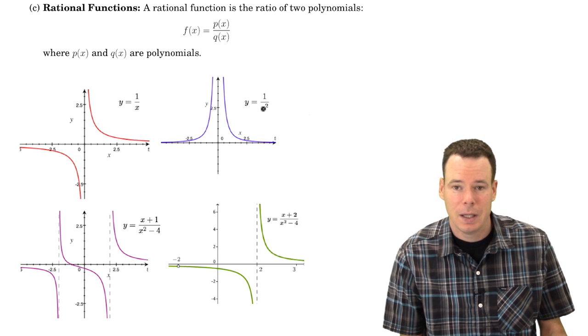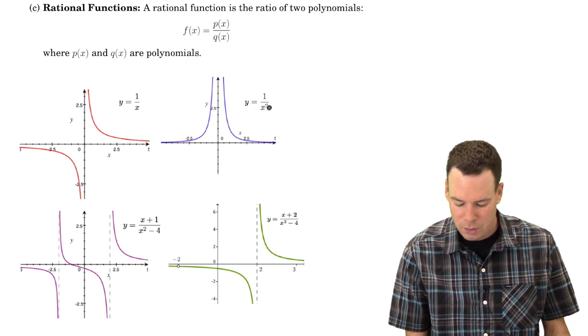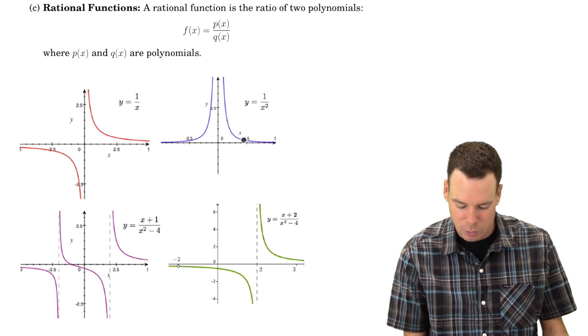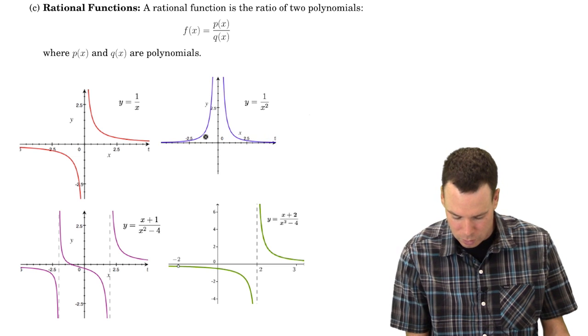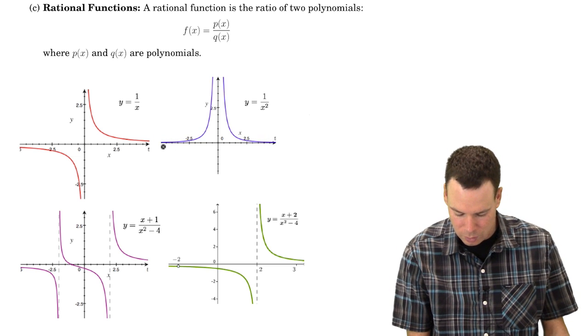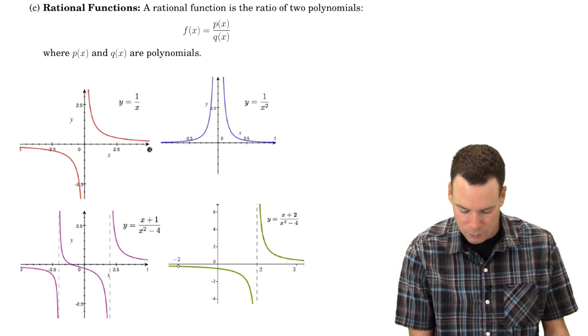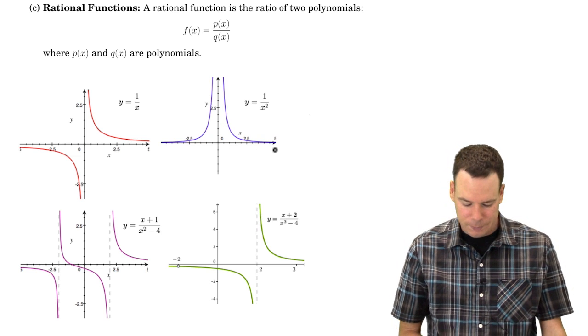But as x gets big in either the positive or negative direction, so the magnitude of x is getting big, 1 over a big number is a small number. So we've got this horizontal asymptote of y equals 0. The function gets close to 0 as we head off in either of the two directions.